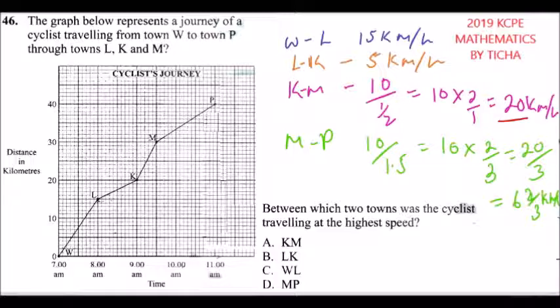So looking at the speed, it seems like 20 kilometers per hour is the highest speed that it took, which is between K and M. And from the answers, A is the correct answer, so you shade that. So here you are being tested whether you know how to interpret a distance-time graph, which you have covered.